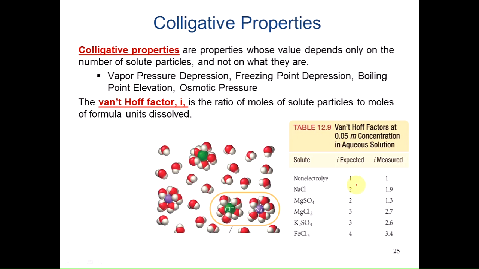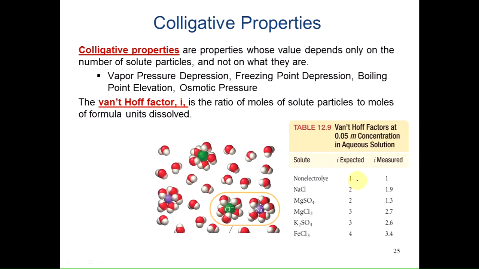So we'd only have a value of 1. If it breaks up into 2, like sodium chloride, we expect 2, or magnesium sulfate breaks up into 2 things, so we have a Van't Hoff factor of 2. Magnesium chloride breaks up into 3 things. Potassium sulfate breaks up into 3. Iron trichloride breaks up into 4. So these are the Van't Hoff factors that we would expect.